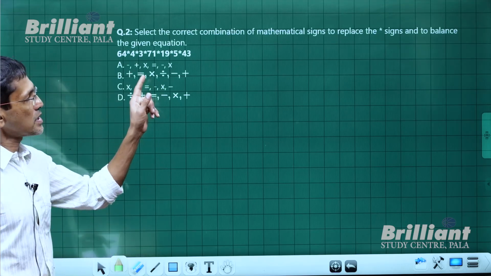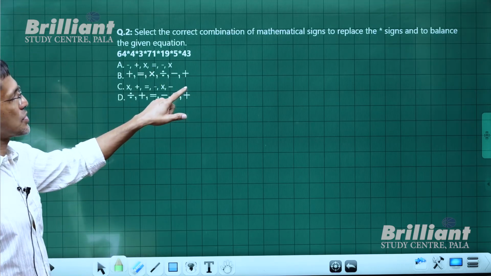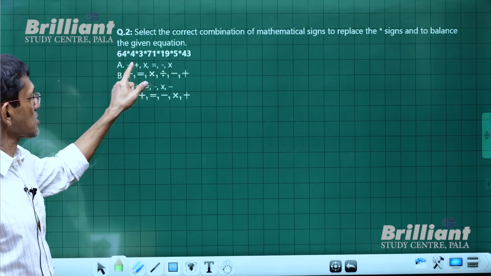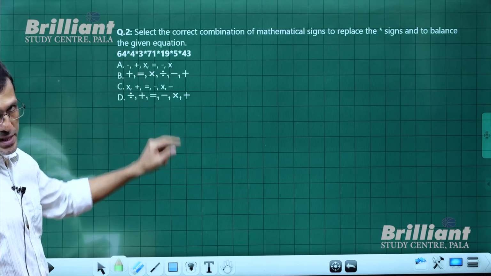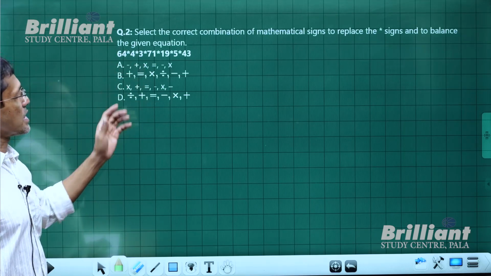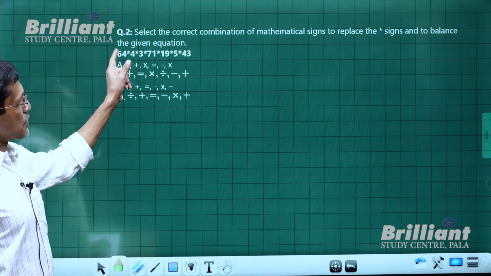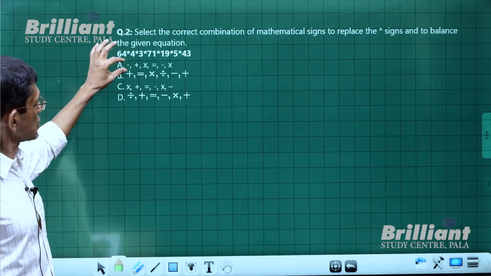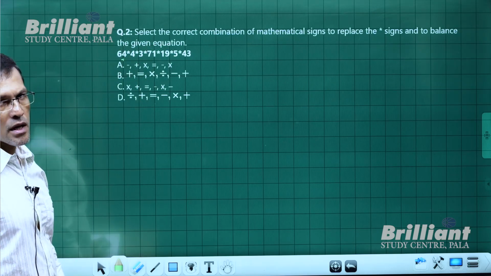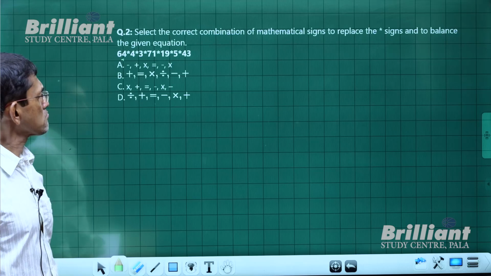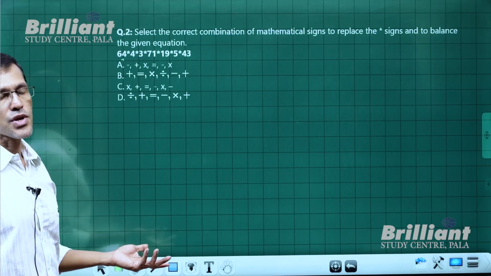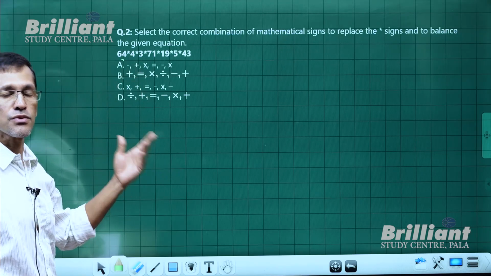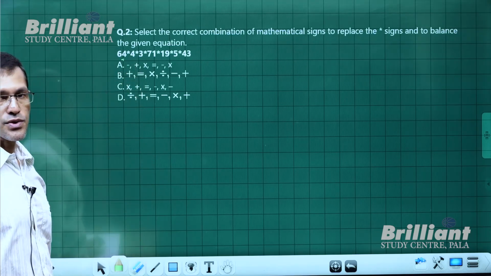Select the correct combination of mathematical signs to replace the signs at the star mark. Each star mark must be represented by a mathematical sign. We have choices given here, and once you input the right answer choice with the symbols, you get the equation balanced. The only thing we can do here is trial and error, because we have no idea which one is going to be correct. So start with answer choice A.